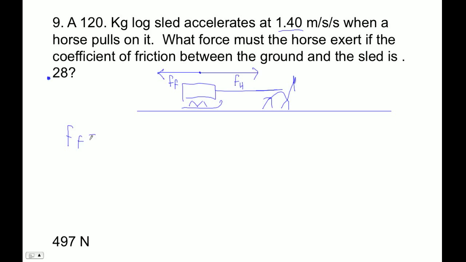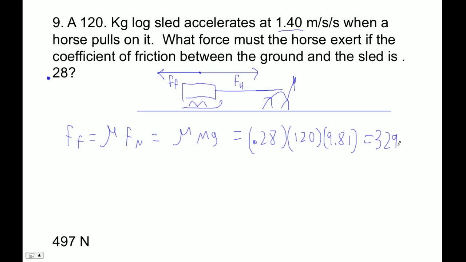Force of friction is equal to mu times the normal force, which is mu times m times g, equal to 0.28 times 120 times 9.81. Let's do that. 0.28 times 120 times 9.81 is 329.616 newtons. Okay, now we're all set.